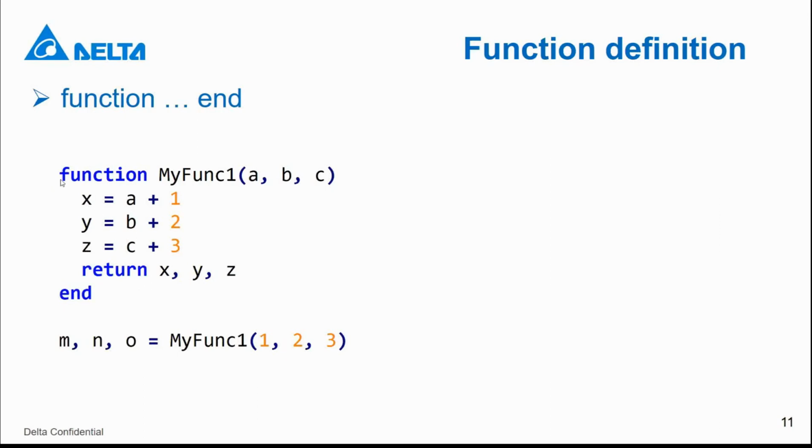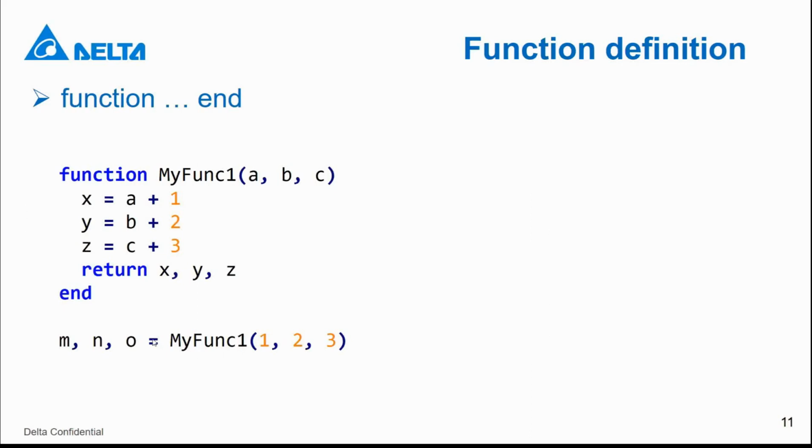To define a function, you need to start with the keyword function, and then the function name, and then the inputs. You can define as many inputs as you need. It's the same as a variable: you don't need to define the type of it. In the function, you can use these inputs, do everything like addition or any application you want to do. And then use a return keyword to return output. So here we return X, Y, and Z. And then in the end, you need to put end to end the function.